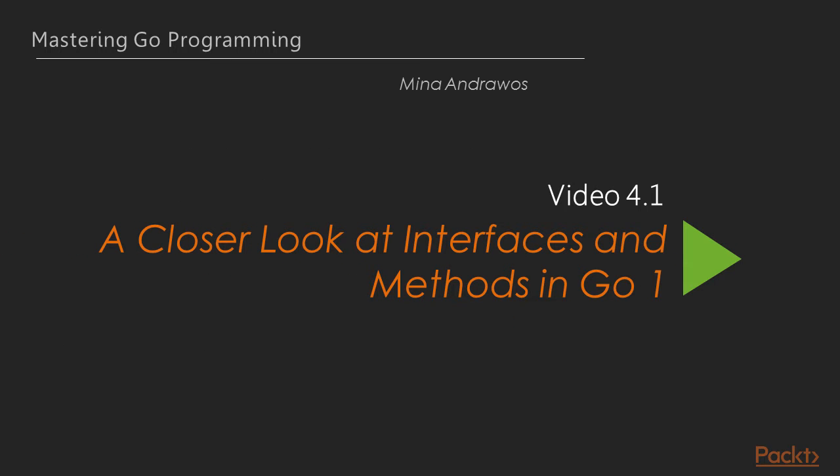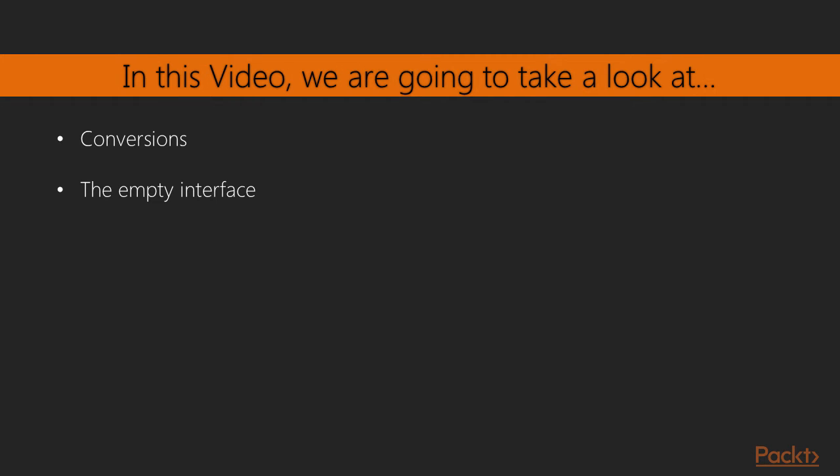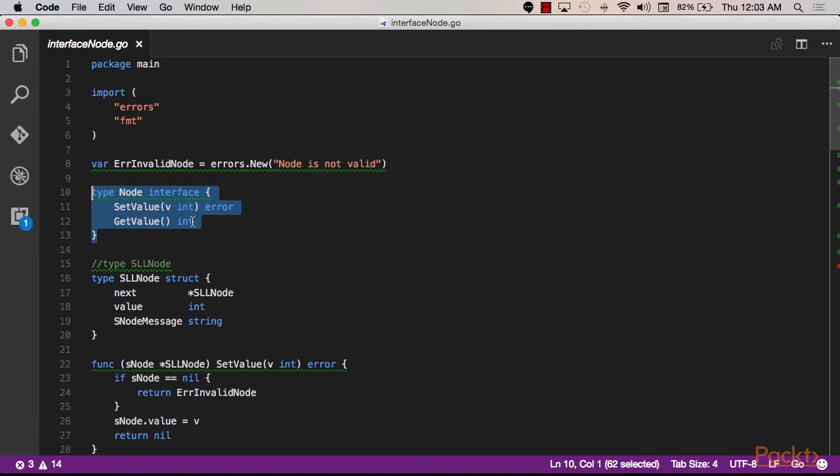Now we move to the first video of section 4, where we will explore more advanced features of methods and interfaces in Go. Due to the depth of the subject, we'll cover it in 2 videos. Welcome to the first one. In this video, we are going to dig deeper into interface conversions and tricks to consider. We'll then conclude with discussing the empty interface. Let's start by digging deeper into interface conversions in Go.